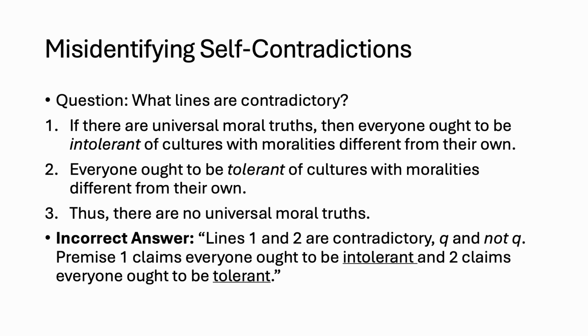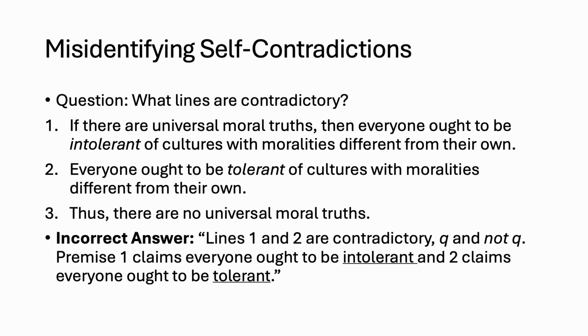And this one has to do with misidentifying self-contradictions in arguments. So again, I have a sample question here. What lines are contradictory in the following argument? The argument says, premise one, if there are any universal truths, then everyone ought to be intolerant of cultures with moralities different from their own. Two, everyone ought to be tolerant of cultures with moralities different from their own. Thus, there are no universal moral truths.